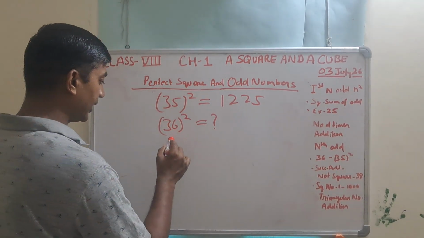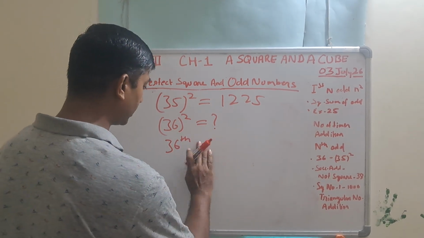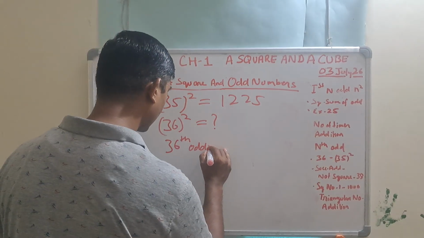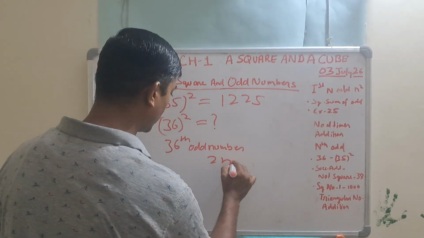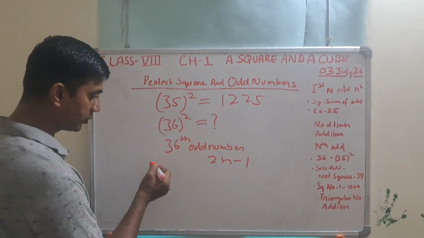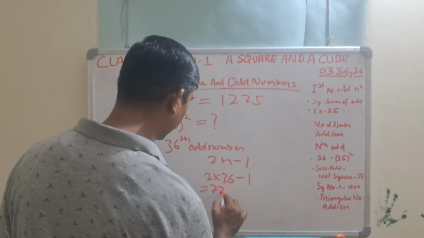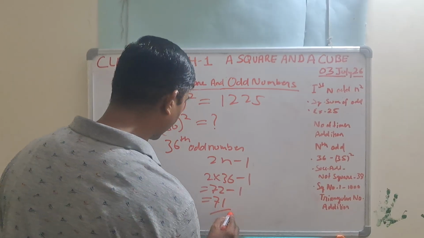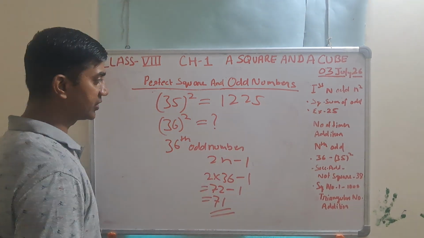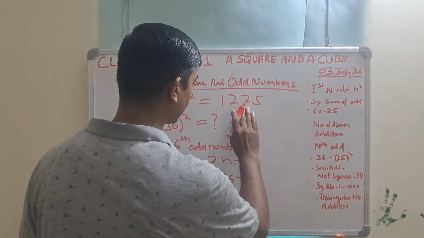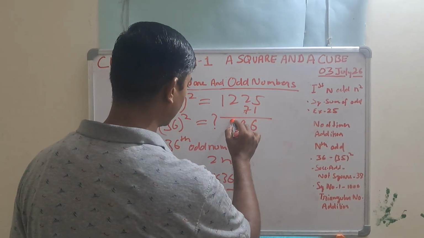See, find the 36th odd number. How will you find the 36th odd number? We will use the formula 2n minus 1. Apply this formula. We have n equal to 36. So 2 into 36 minus 1, that is 72 minus 1, that is 71. 71 is the 36th odd number. Add this number to this perfect square, 1225, plus 71. You get the result 1296.